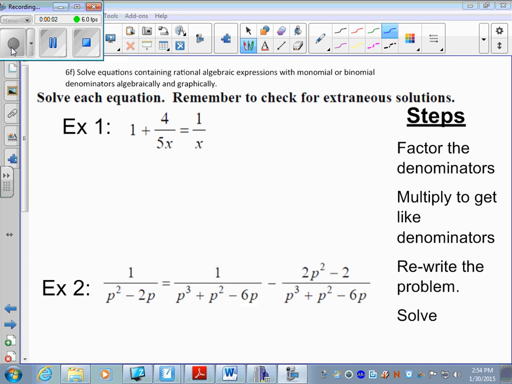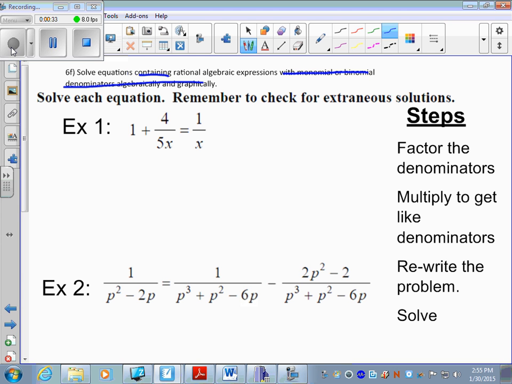Welcome to 6F, which is solving equations containing rational algebraic expressions with monomial or binomial denominators algebraically and graphically. Well, all it is is solving rational equations. So you can pretty much solve rational equations. You don't have to worry about all this other stuff. Just solving equations that are rational fractions. I'm going to jump right into it.